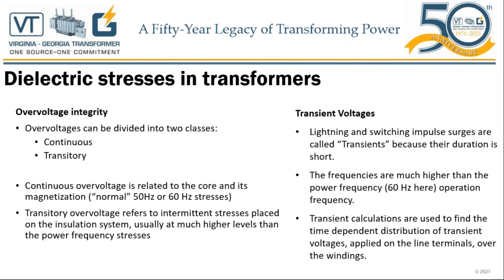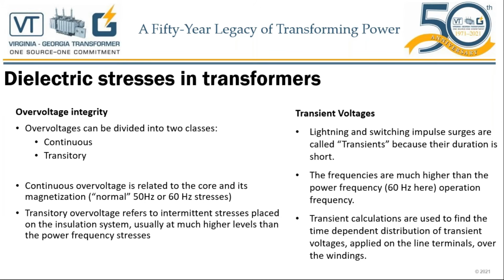Overvoltage integrity. Overvoltages can be divided into two classes: continuous overvoltages or transitory overvoltages. Continuous overvoltage is related to the core and its magnetization. For those of you who attended my last webinar on reverse power flow, we actually talked a lot about overvoltage. We talked a lot about transformers having been designed to run at 105% no load voltage with 0.8 power factor and full load, or 110% continuous overvoltage with no load.